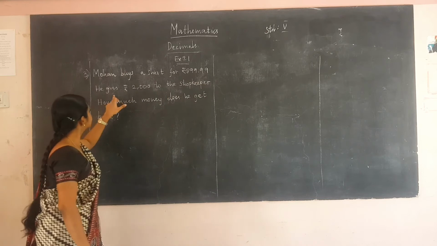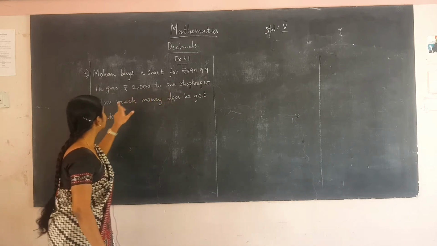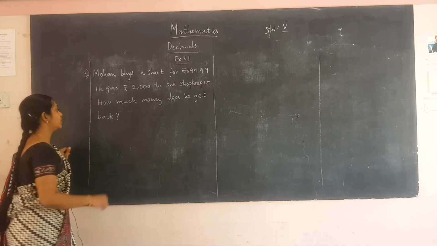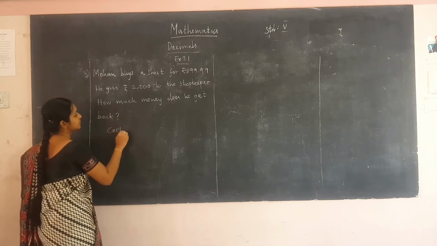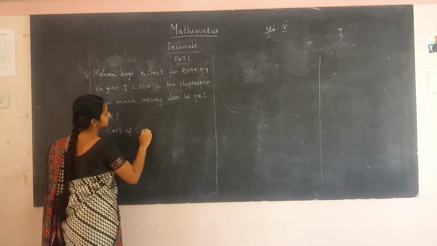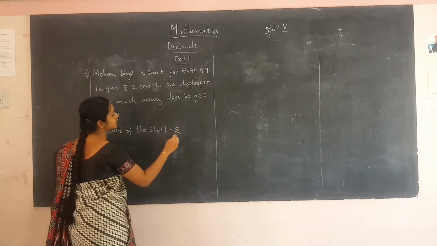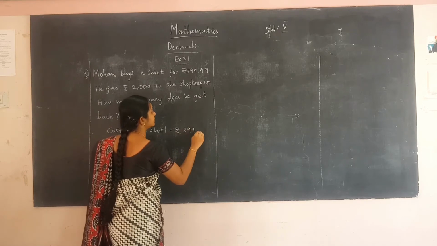899.99. He gives rupees 2000 to the shopkeeper. How much money does he get back? Now what is given? Cost of the shirt is given. It is given as rupees 899.99.